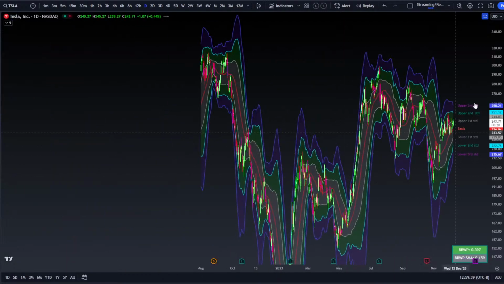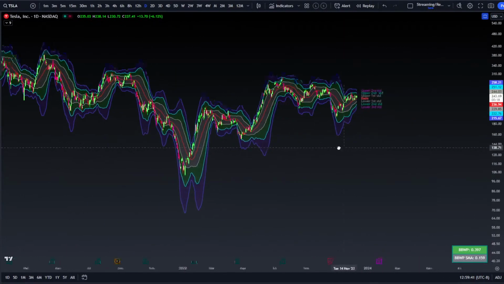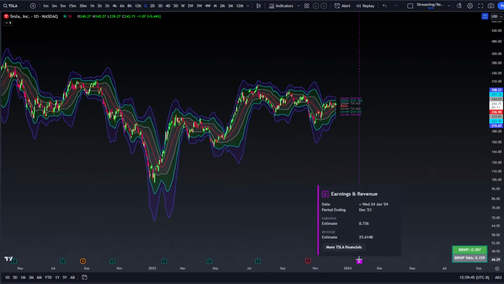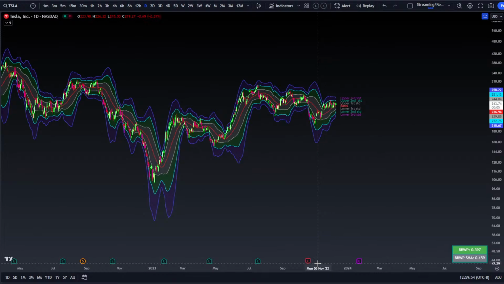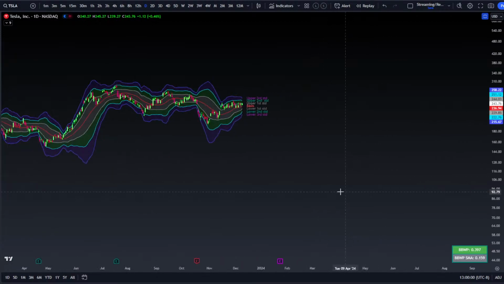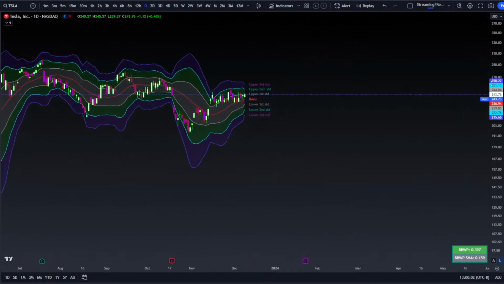Tesla is experiencing some volatility here, but it looks as though earnings are coming up in January, and earnings here were a bit of a surprise. But we saw a nice low form. This is all opportunity on Tesla, to be quite honest.